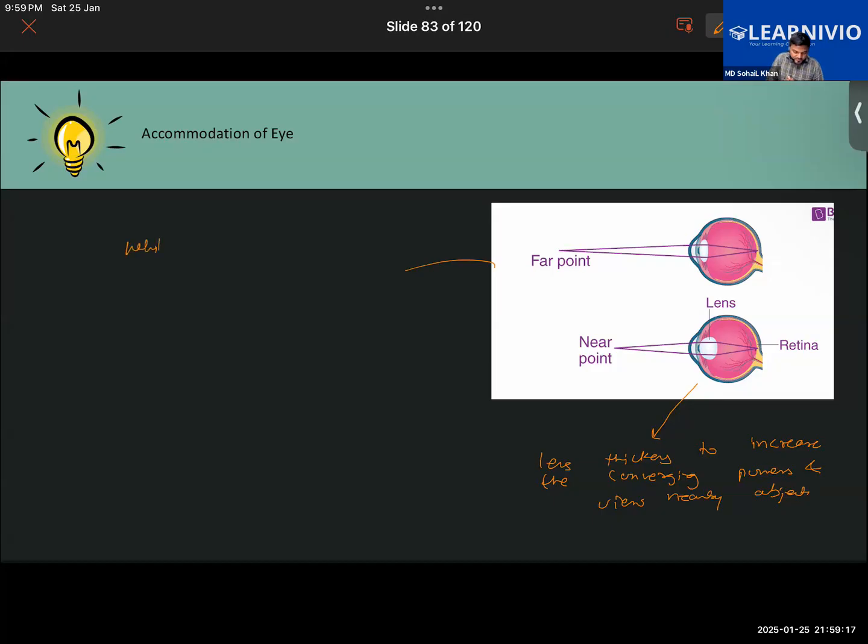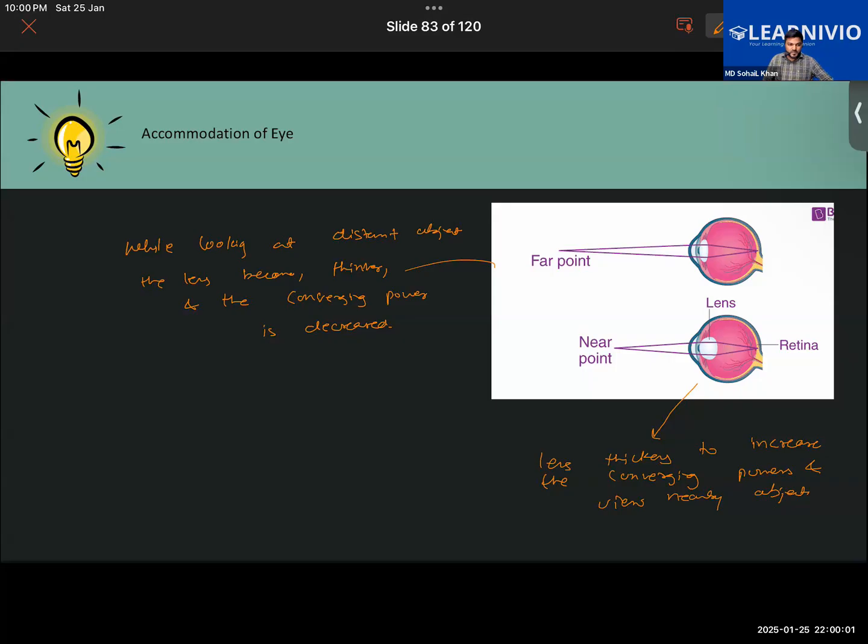While looking at a distant object, the lens becomes thinner and the converging power is decreased. That is also one such reason that since the converging power of the lens while looking at distant objects is low, hence you don't get a clear and sharp view while you're looking at far off objects.